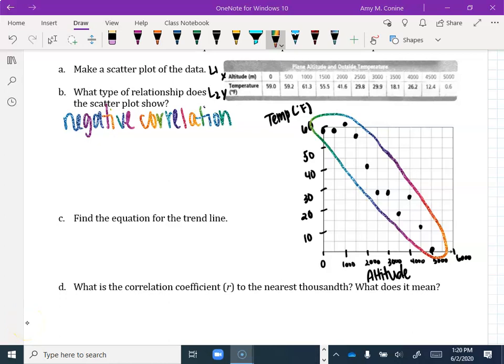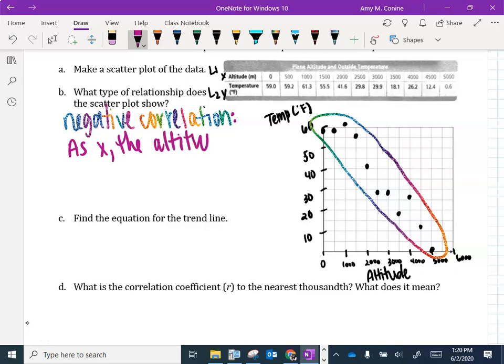With that negative correlation, we should always explain what that means. So for a negative correlation for this problem, as x, the altitude, increases, y, the temperature, decreases. Okay, so we're going to prove that we're correct with our correlation, our guess. If you're ever graphing and you're unsure, we can use our calculator to determine if we're right or wrong.